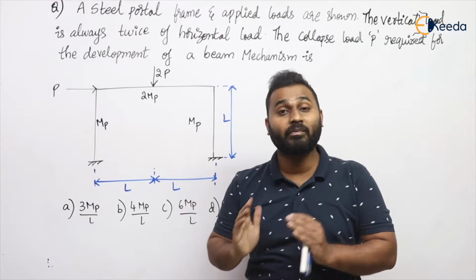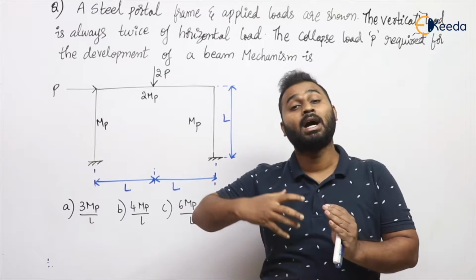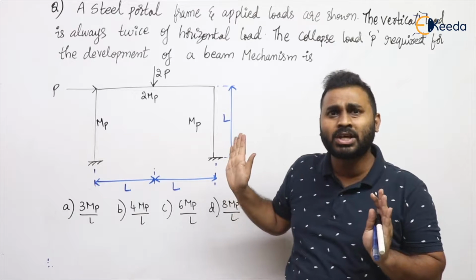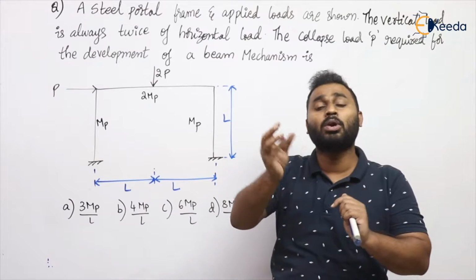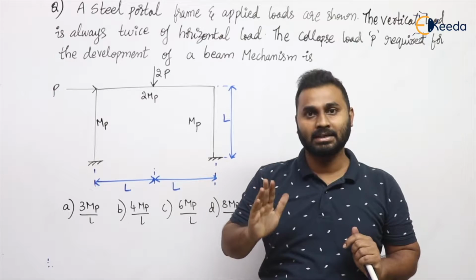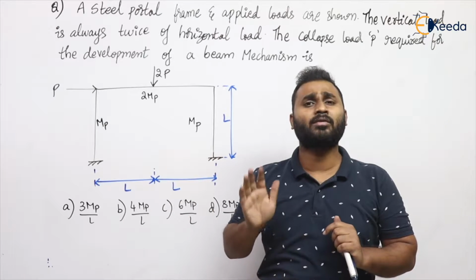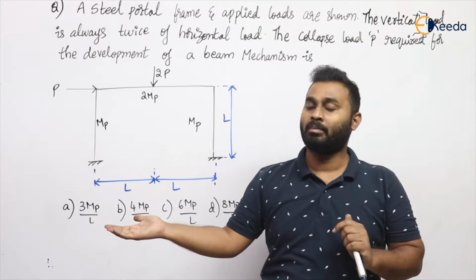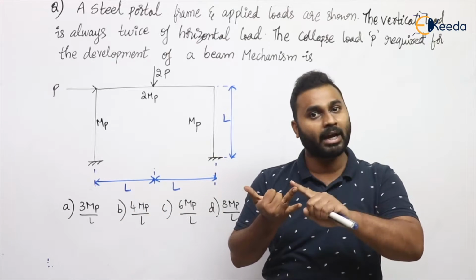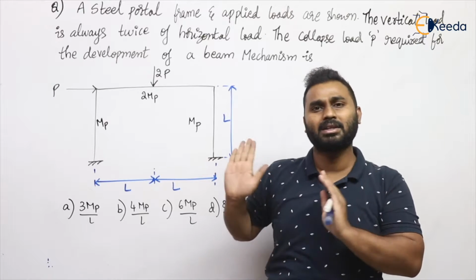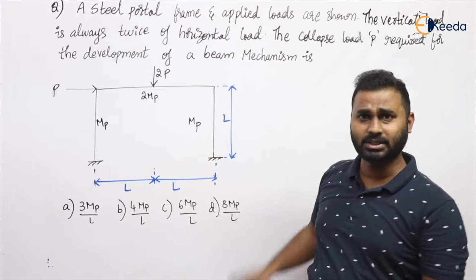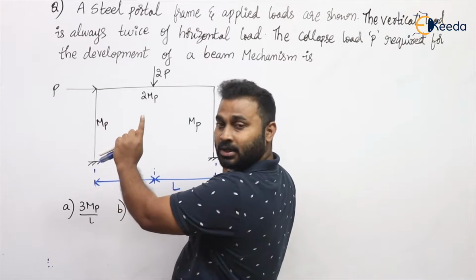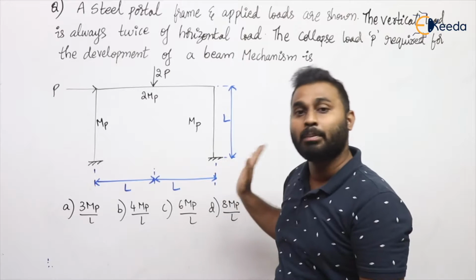In our discussion of plastic analysis of frames, we have discussed all the possible mechanisms in the frame. But here in this question, he is asking us to find the collapse load only for beam mechanism. In our discussion, we have seen how to calculate collapse load in all the mechanisms, that is beam mechanism, sway mechanism and combined mechanism. But here, only beam mechanism. Beam means the horizontal span in the portal frame.